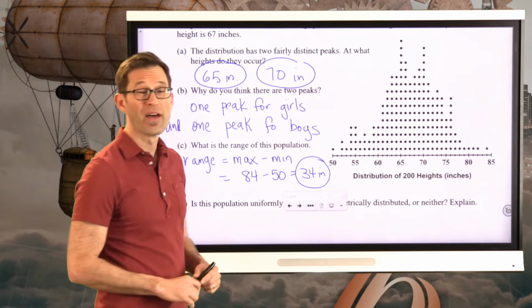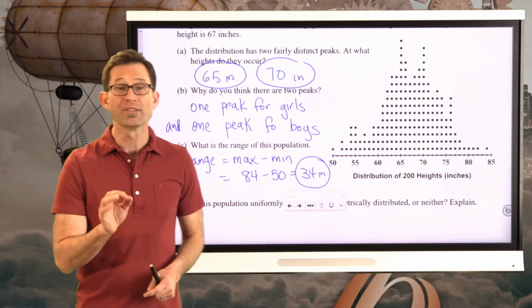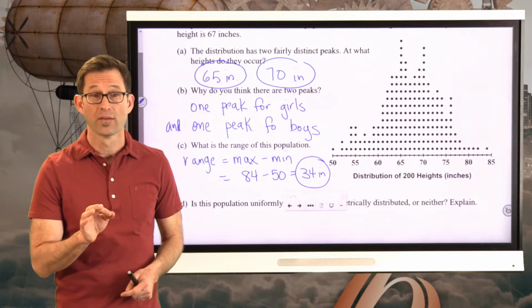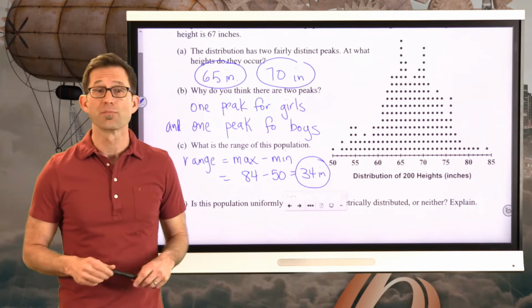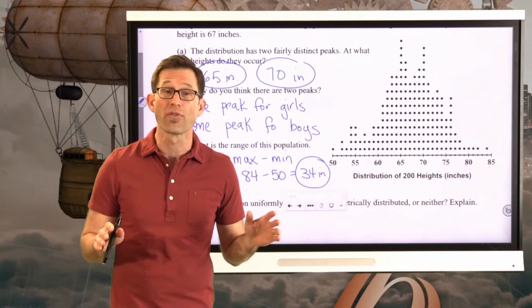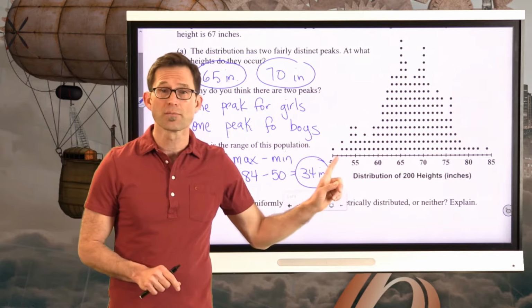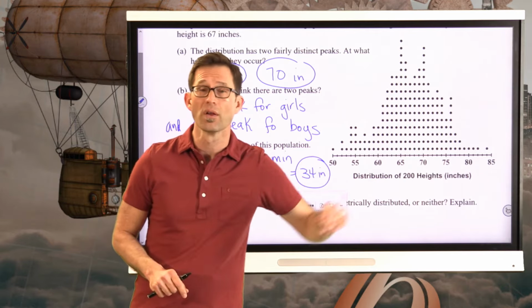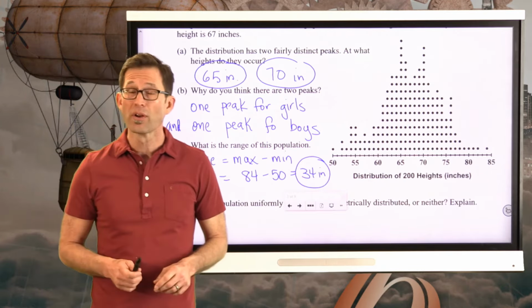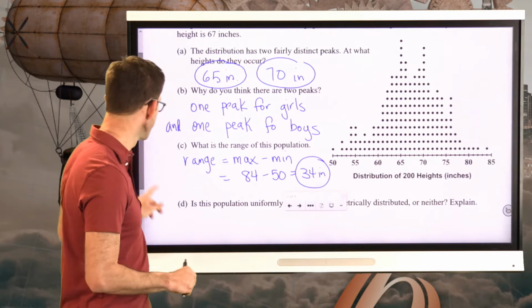By the way, think about that just for a moment, right? 36 inches is 3 feet, right? So 34 inches is pretty close to 3 feet, which means there's almost a 3-foot difference between the shortest person in this high school and the tallest person in this high school. Kind of pretty cool, right? That's what the range tells us.